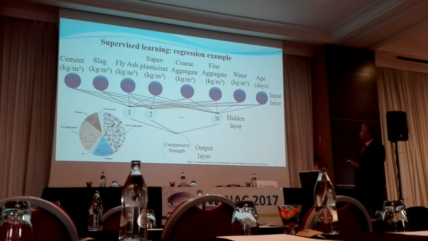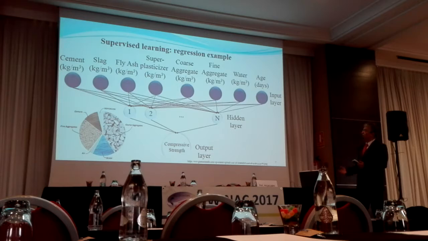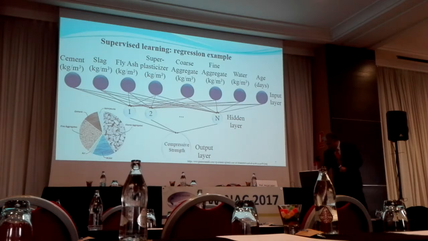Okay, so an example of supervised learning, regression, a type of learning. Here, imagine we want to estimate the strength of concrete. The concrete on the left consists of different materials: cement, slag, fly ash, etc. On that basis, we want to estimate compressive strength, and that is an example of regression supervised learning.